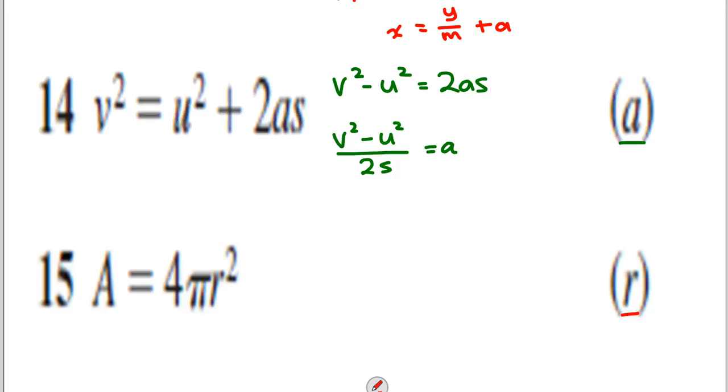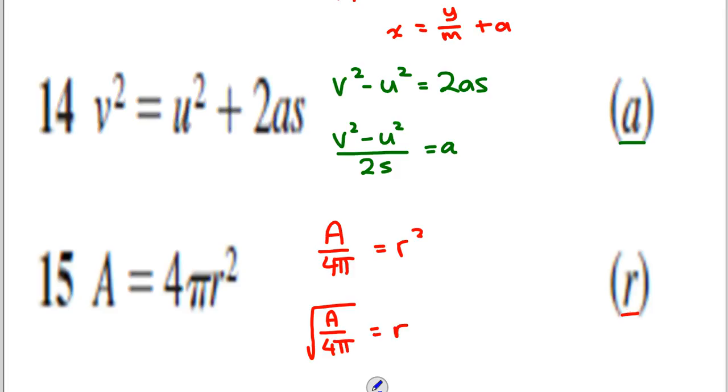So if you want, let's make R squared the subject to begin with. Because 4 pi is just a number. And we need to deal with the 4 pi before we deal with the square. So divide both sides by 4 pi is what I suggest you do as your first step. So A divided by 4 pi equals R squared. Fabulous. And then how do we deal with the square? That's right, we would square root that whole fraction. A over 4 pi equals R.